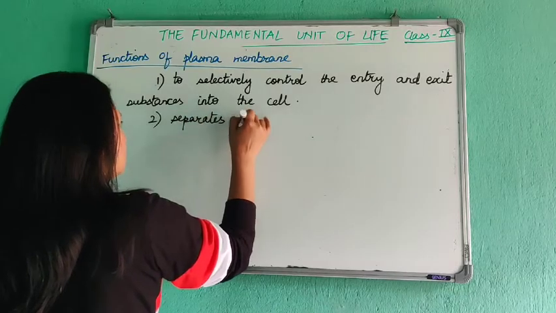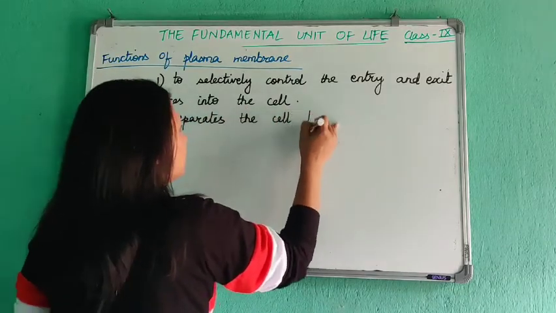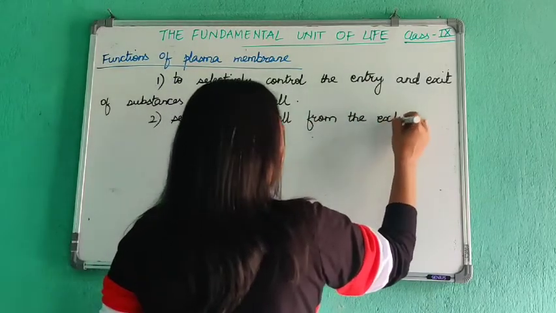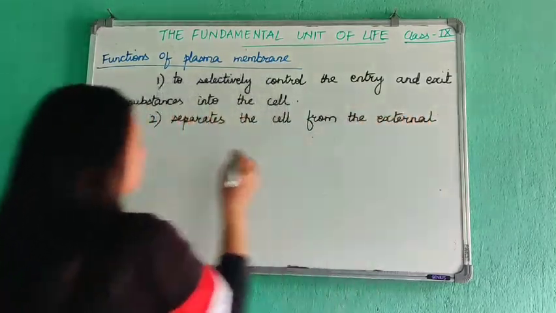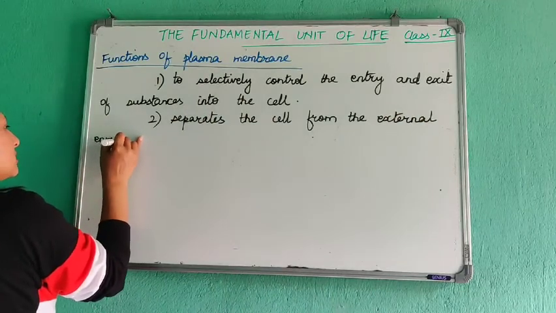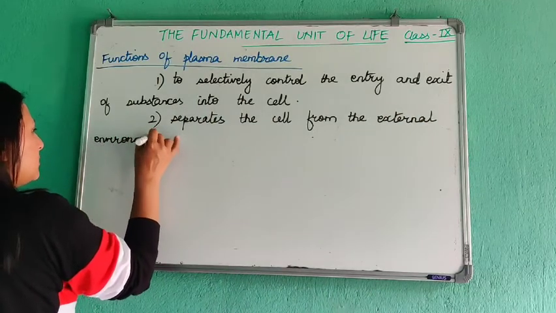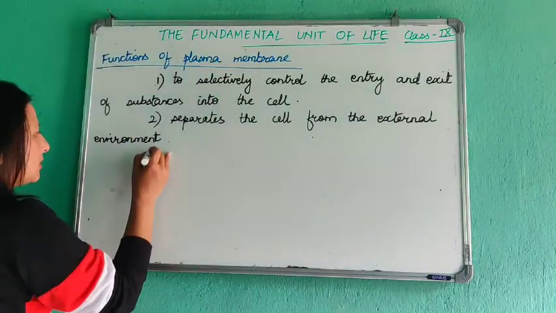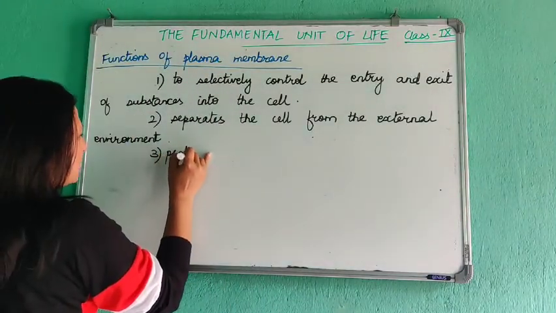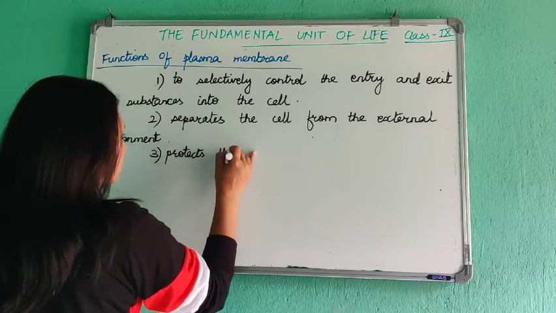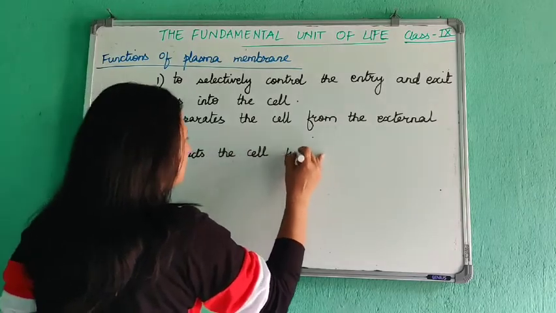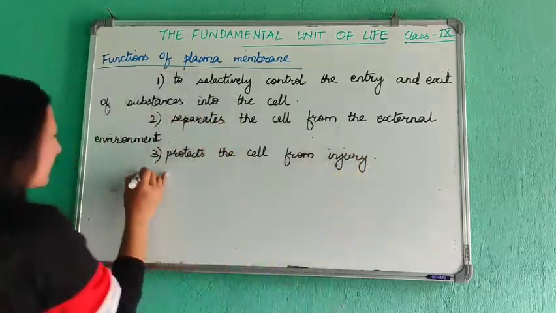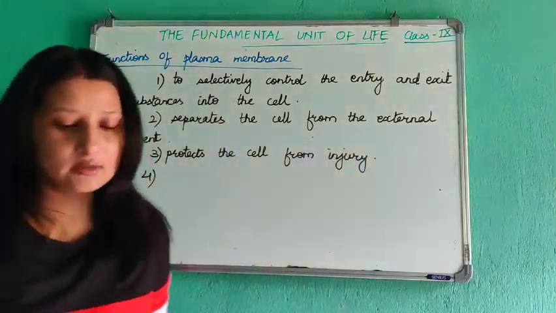Second, it separates the cell from the external environment. External environment र cell contents को बीच मा यसले separate गर्छ किनभने it is the layer that is present outside the cell. Third, it protects the cell from injury. चोट पटकहरु लाग्नु देखिनको सेललाई प्रोटेक्ट गर्छ.